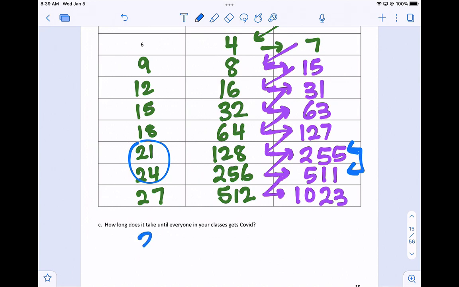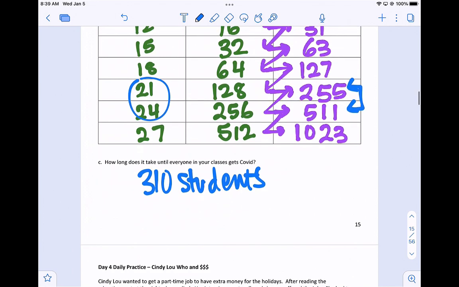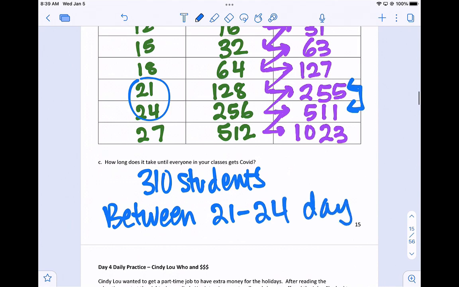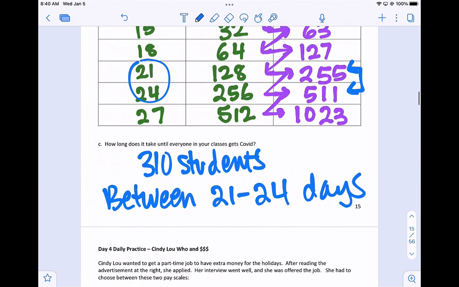Again, the number we're looking for is 310 students getting infected. So between 21 to 24 days. So we're looking at before a month is over. So between 3 weeks and a month, everyone is infected.